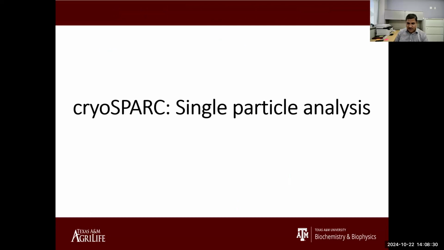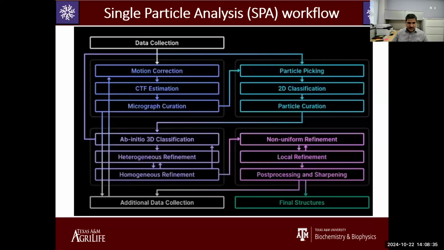So next, let's go to the real workflow. Okay, so that's the workflow. You have data, you do the motion correction, then CTF. After CTF correction, when we collect the data, we always have some bad data. So in micrograph curation we remove that bad data, and then we do particle picking, 2D classification, 3D classification, heterogeneous refinement, homogeneous refinement, and then finally uniform, local, and post-processing.